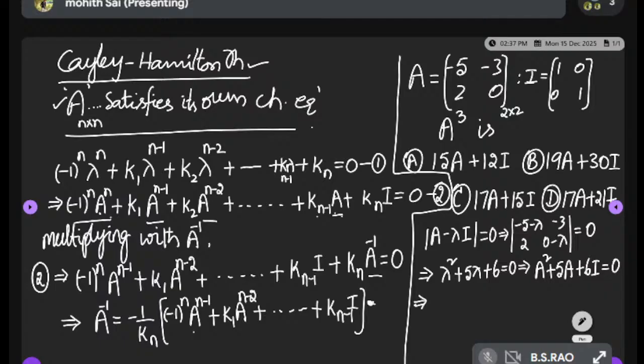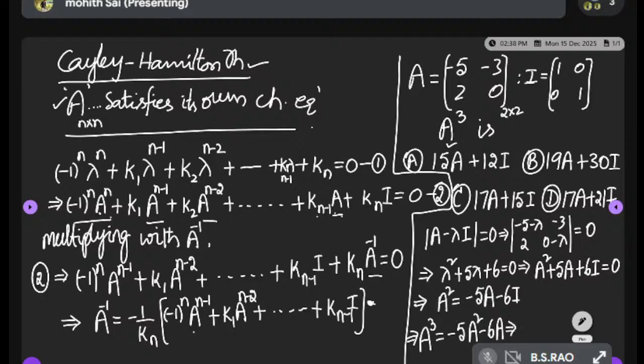This implies A square equals minus 5A minus 6I. Okay, but we need the value of A cube. You have to express A cube in terms of A. How? A cube equals minus 5A square minus 6A.